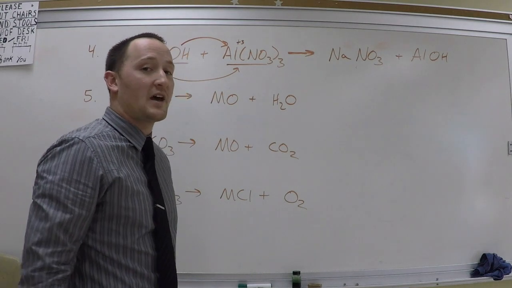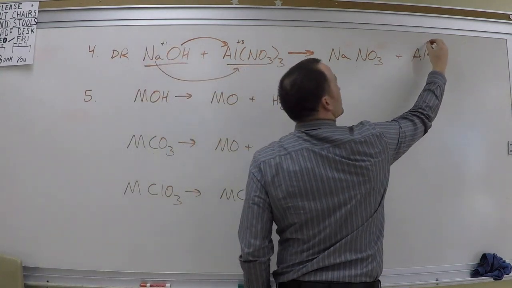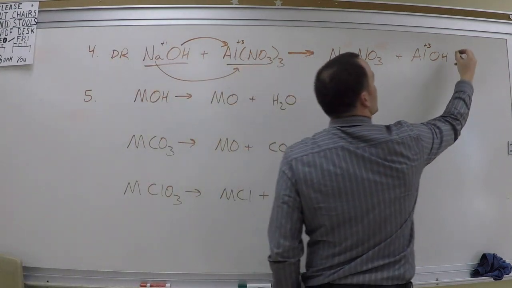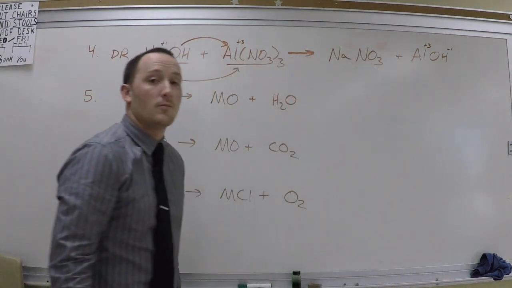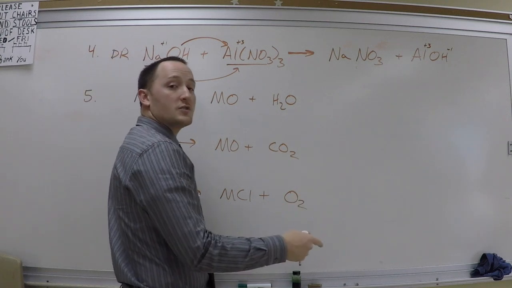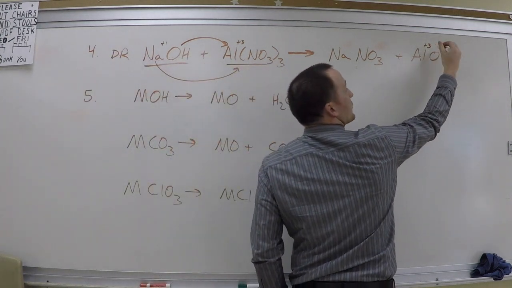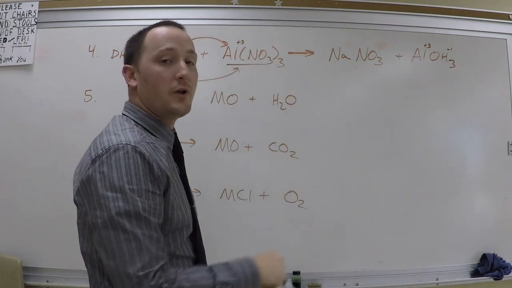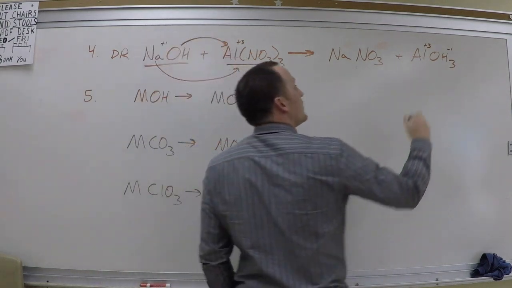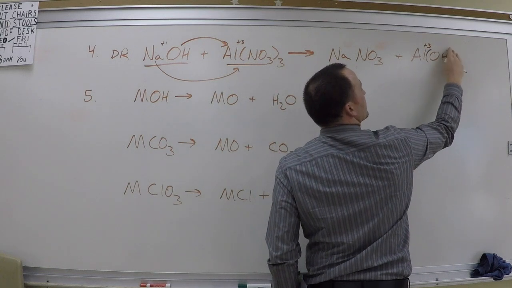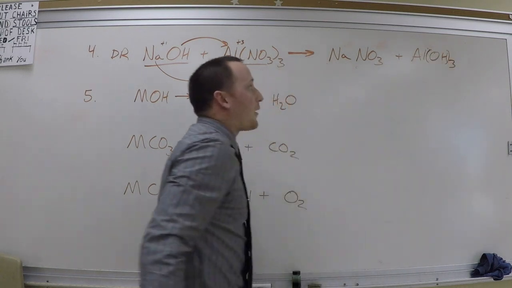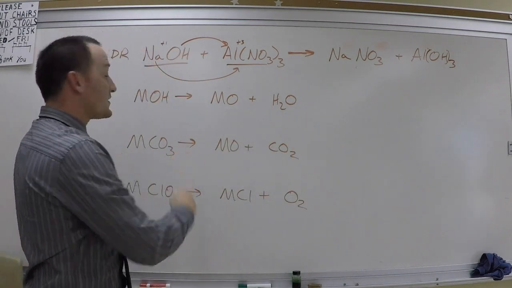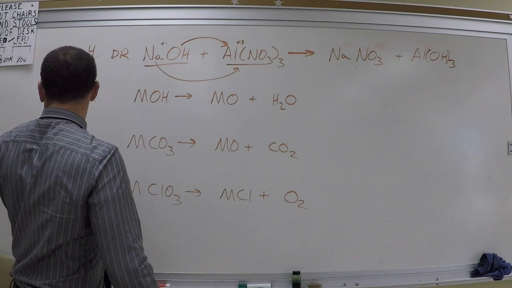On my aluminum hydroxide, however, that's different. Aluminum forms a +3 charge. Hydroxide has a -1 charge. So what I need to do is I need to crisscross those charges, which means I need to put this 3 down here. Now, when I do that, don't forget, you're putting a 3 outside of a polyatomic ion, which means it needs parentheses. And now I've predicted the products of this reaction. This last one is a little more difficult.